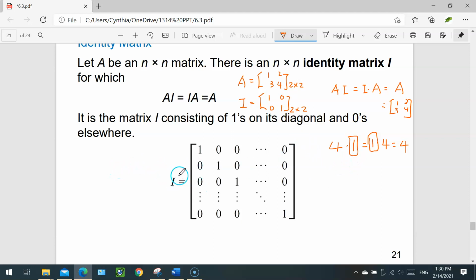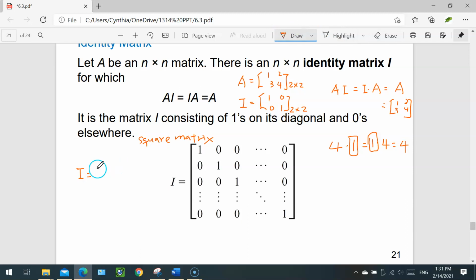The characteristic of the identity matrix is that it must be a square matrix. So 2 by 2, it must be a square. Square matrix. So it must be 2 by 2. I will start with 1 by 1, because 1 by 1 is a square matrix as well.